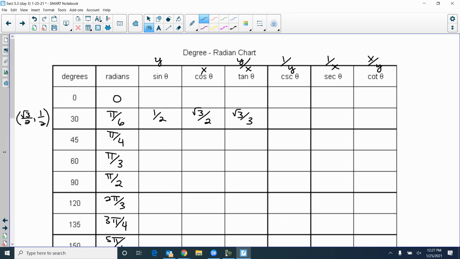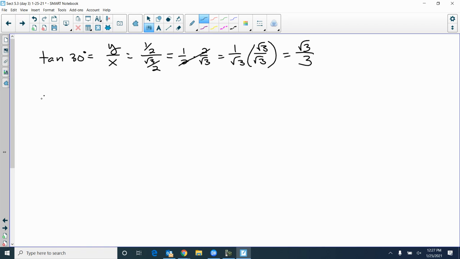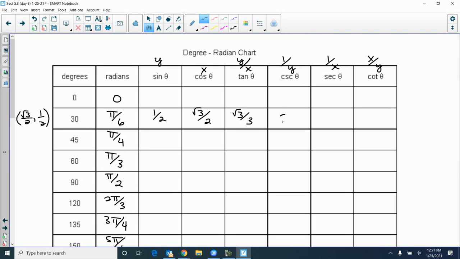Cosecant is 1 over y. So I am going to look at cosecant of 30 degrees. 1 over y, which is 1 over 1/2, which becomes 2. So that becomes 2. And now we need to do secant and cotangent.